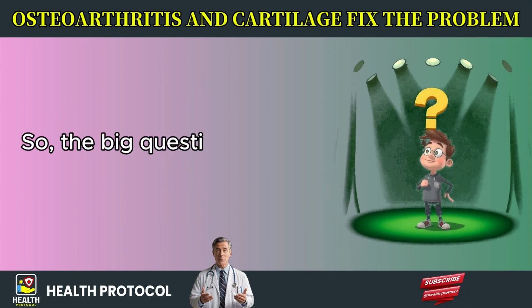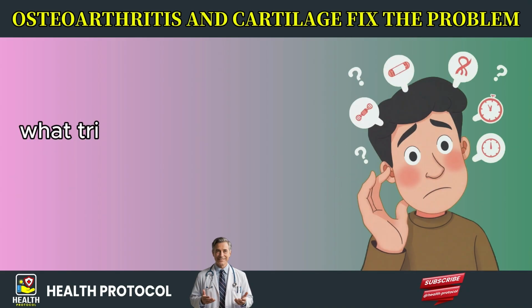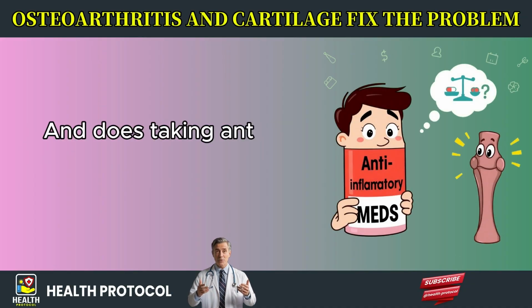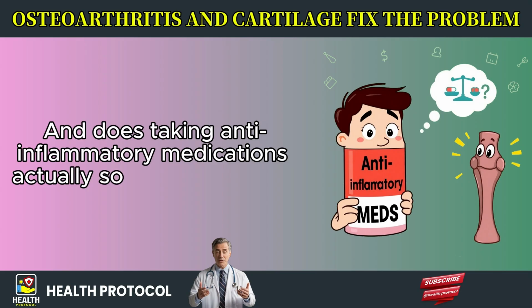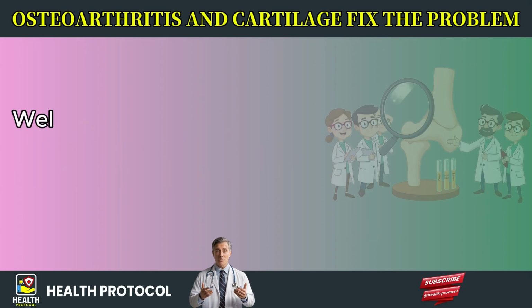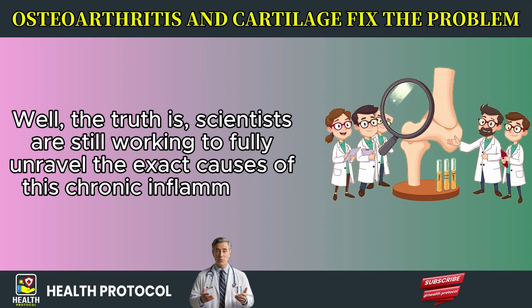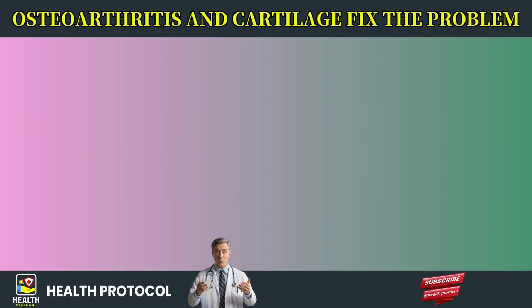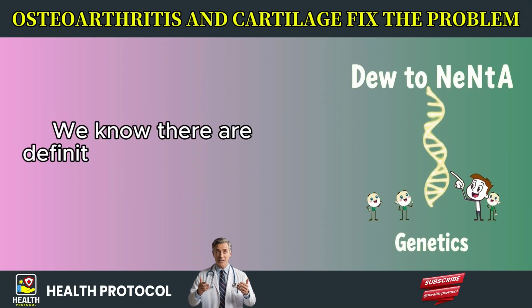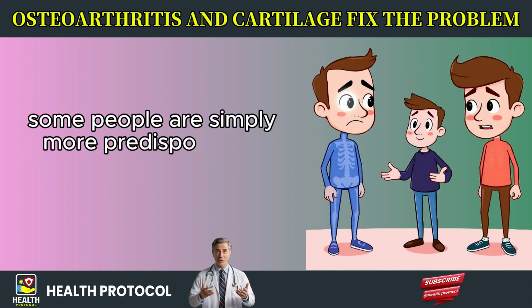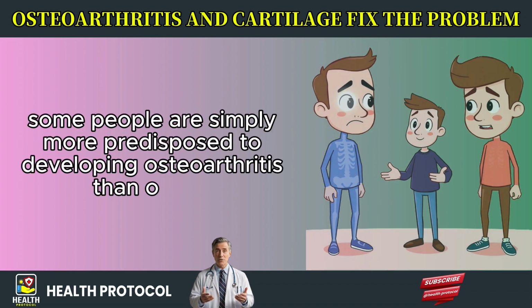So, the big question then becomes, what triggers this chronic inflammation in the first place? And does taking anti-inflammatory medications actually solve the problem? Well, the truth is, scientists are still working to fully unravel the exact causes of this chronic inflammation. We know there are definitely genetic factors involved. Some people are simply more predisposed to developing osteoarthritis than others.